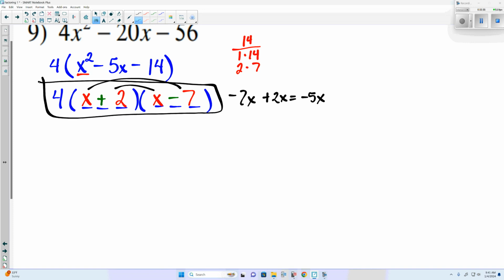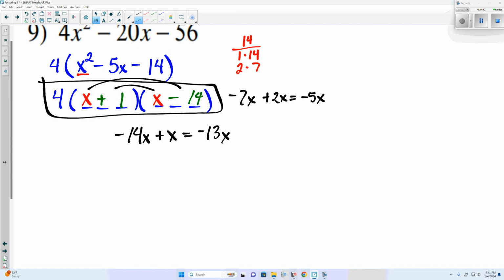Where if we had something other than 2 and 7, or? So if we did 1 and 14, x times negative 14. So the question is if we did the wrong factors, and we could see this here. So 1 and 14. x times negative 14 would be negative 14x. 1 times x would be x. Negative 14x plus x is negative 13x, which is not the middle term we wanted.